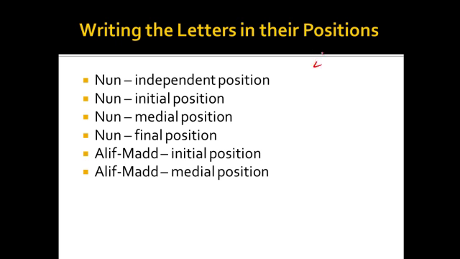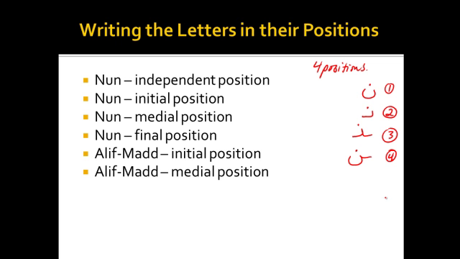So again, we have four positions for the Arabic letters. We have the Nun in its independent position, which looks like this. And in the initial position, it looks like this. Like the Ba and the Ta and the Tha and the Ya in their initial positions, but with one dot on top. And the third position, the medial position, the Nun looks like this. And in the fourth position, in the final position, it looks again like the independent position, like that.